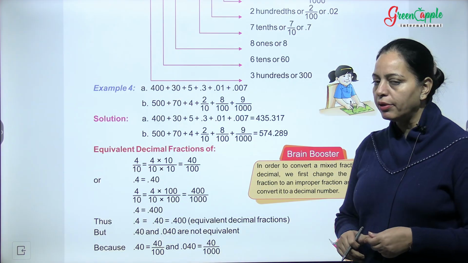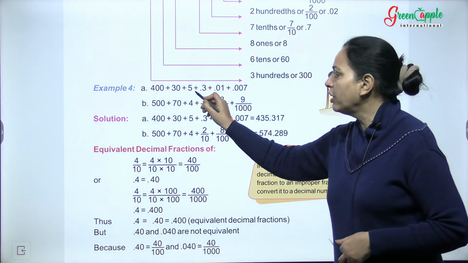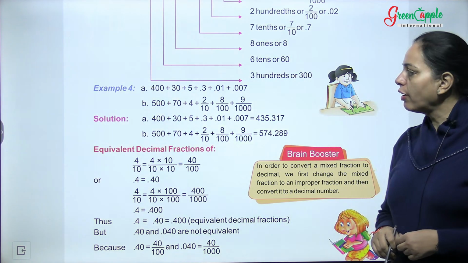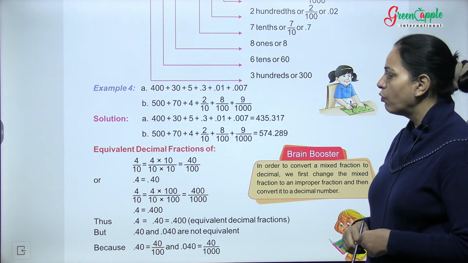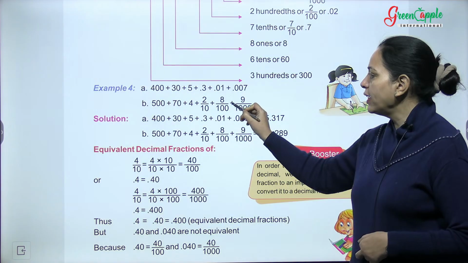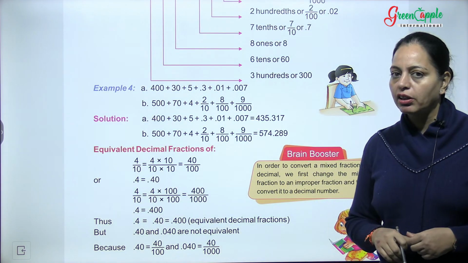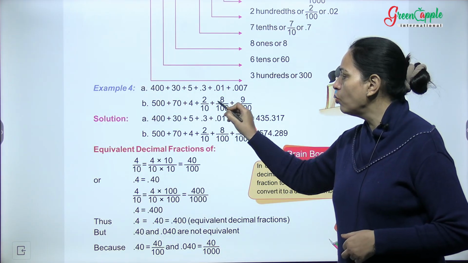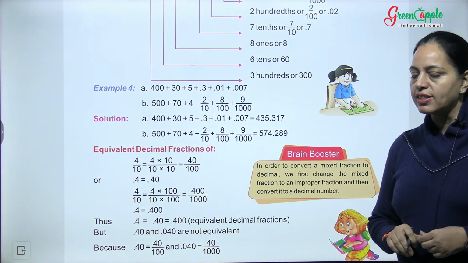So what is the number? This is 435.317. Then B part: 500 plus 70 plus 4 plus 2 by 10 plus 8 by 100 plus 9 by 1000. So this is 574.289. This is the answer.